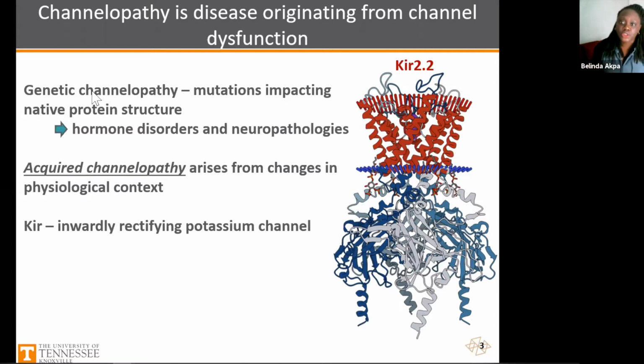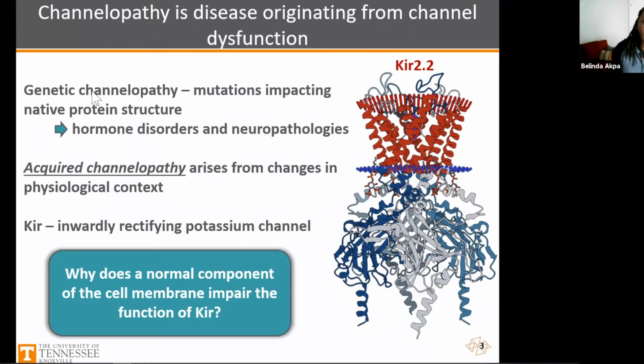The channel that's shown on the right here is called KIR. It's the 2.2 variant of this channel. KIR stands for potassium inwardly rectifying. Inwardly rectifying just means that it carries potassium primarily as an inward flow of ions from the outside of the cell into the cell. And what's interesting about this particular class of acquired channelopathy is it arises due to interactions with a component of the cell membrane that is a normal component of the cell membrane, which is cholesterol.